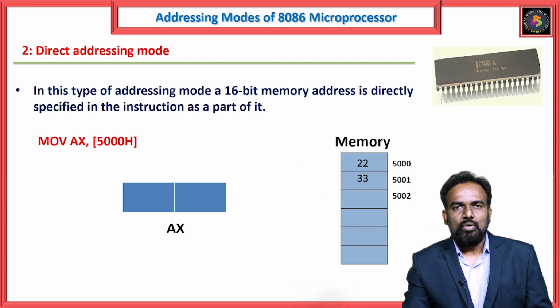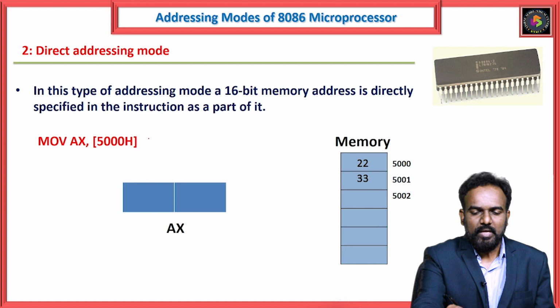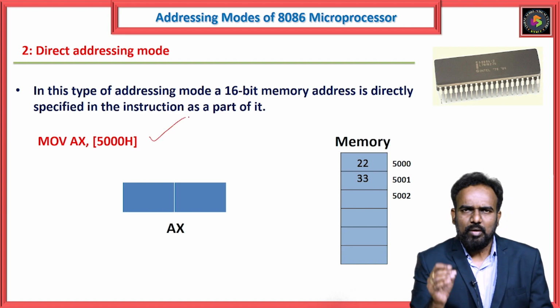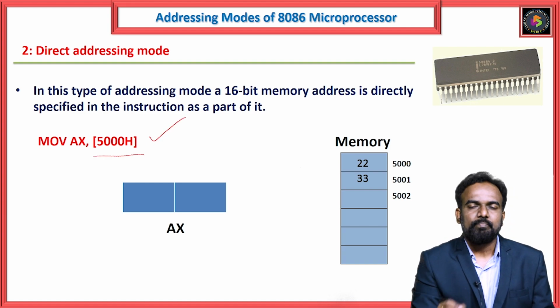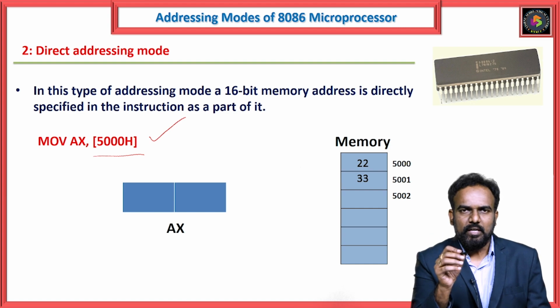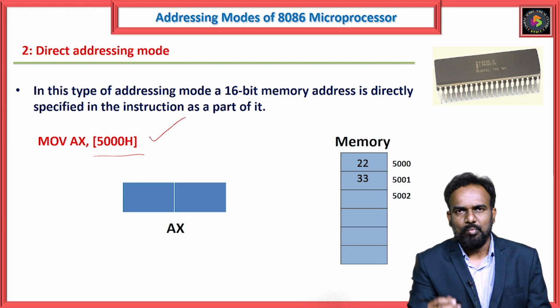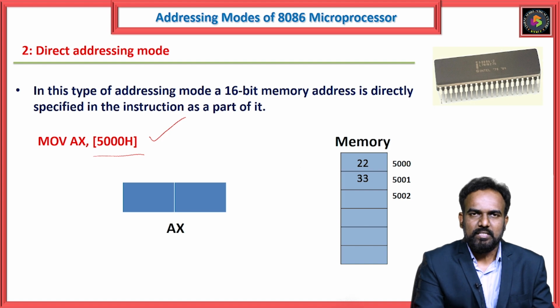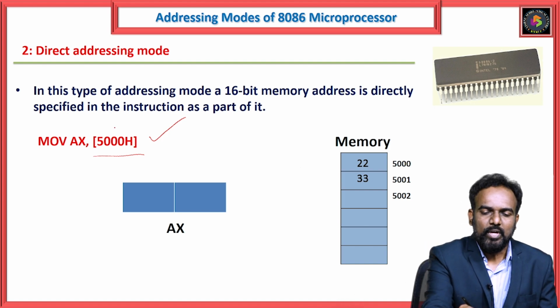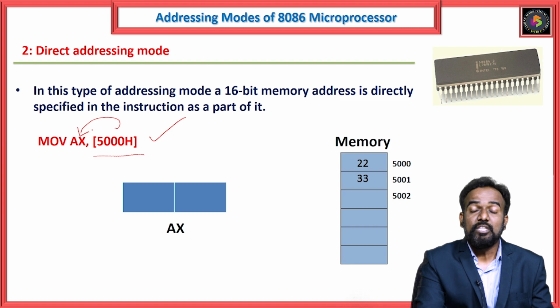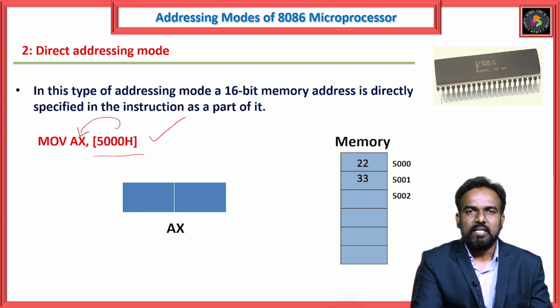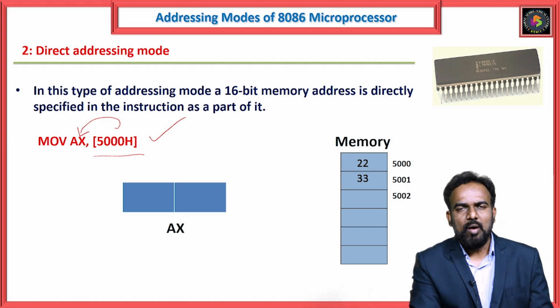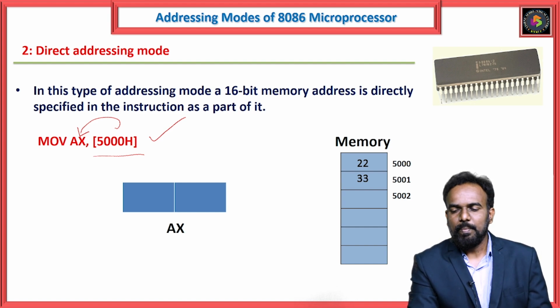Next, direct addressing mode. In this direct addressing mode, this is the programming example instruction, and one of the operands must be the memory location. For example, if you put a 16-bit number in square brackets, we call that a memory location or an address. Here 5000H is the address that holds some data. That data we are going to move into the AX register. This type of addressing is called direct addressing.